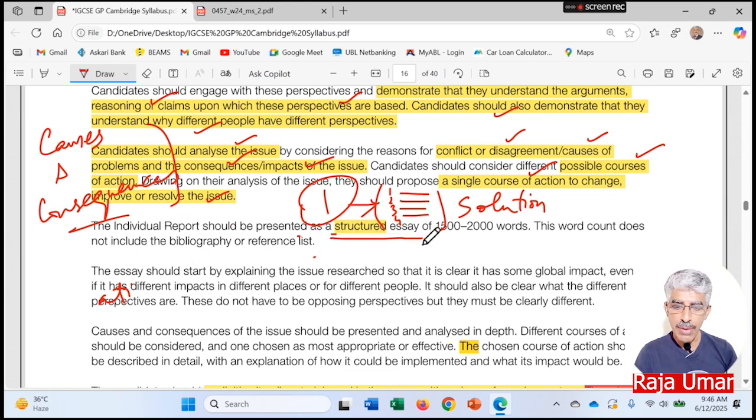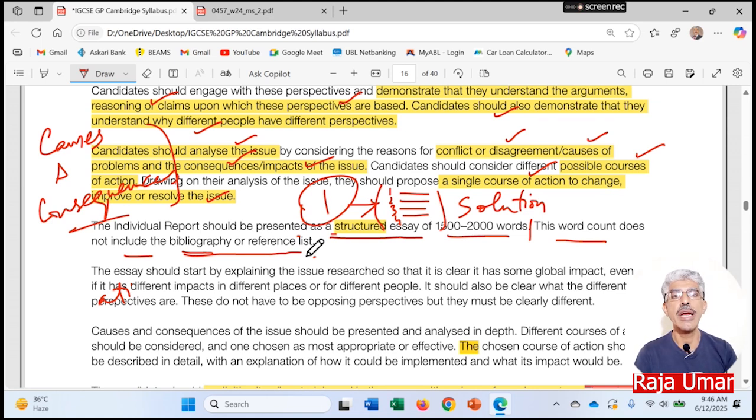The individual report should be presented as a structured essay of 1500 to 2000 words. It should not exceed 2000 words. This word count does not include the bibliography or reference list. I mean, the bibliography will never be part of the word count.